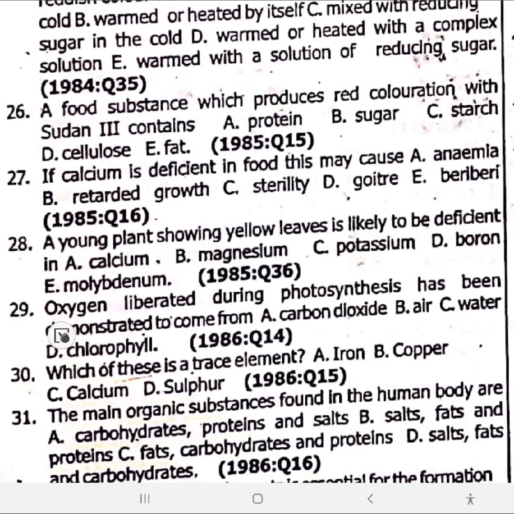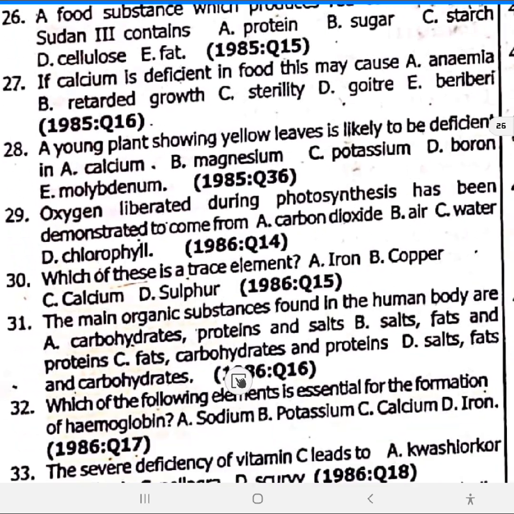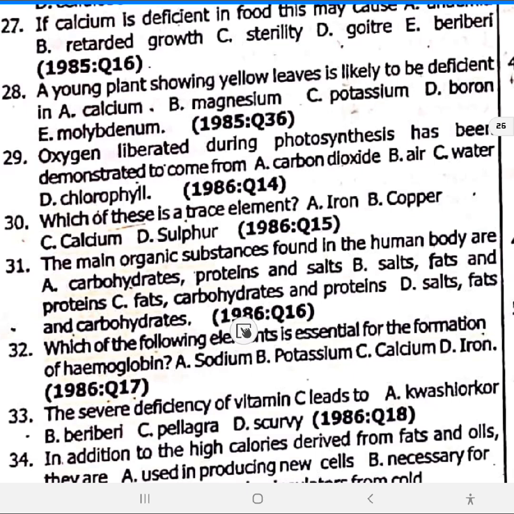28 is option B. 29, oxygen liberated during photosynthesis, we didn't touch this one before, it's gotten from water, has been demonstrated to have come from. 29 is option C. You know, it's simple. 29 is water. 30, which of these is a trace element? This question is ambiguous. Trace element in what? Plant or animal? In this case, we would see it as we are talking about plant. So copper, option B.